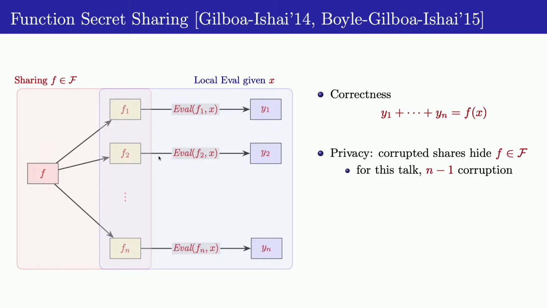And for privacy, we want that for a subset of corrupted parties, by looking at their shares, they should not be able to know which function is being shared. For the purpose of this talk, we always assume that it's all but one corrupted parties. The naive way of doing this is to take the truth table of the function f and additively share it. I will use D to denote the size of the domain. So every party gets a share that grows with the size of the domain. For efficiency, we want the shares to be sublinear in the domain size.